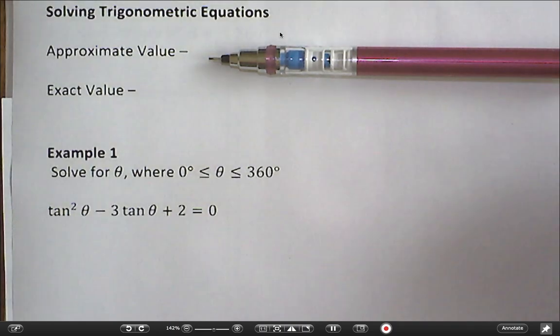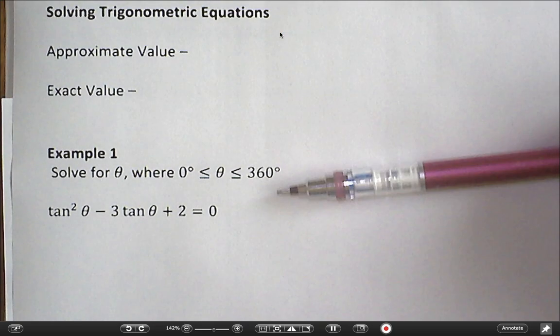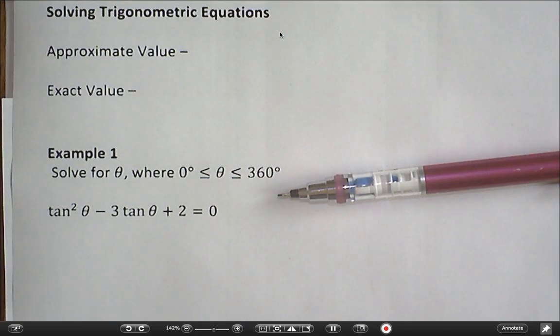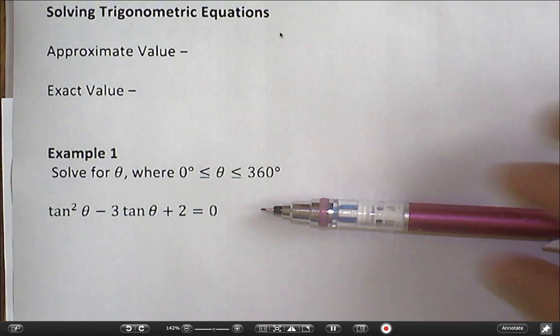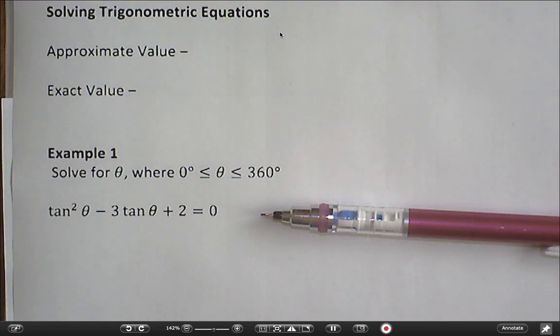So in our first example, we're going to be solving for theta, where theta is between 0 and 360. And we are going to be solving tan squared theta minus 3 tan theta plus 2 is equal to 0.